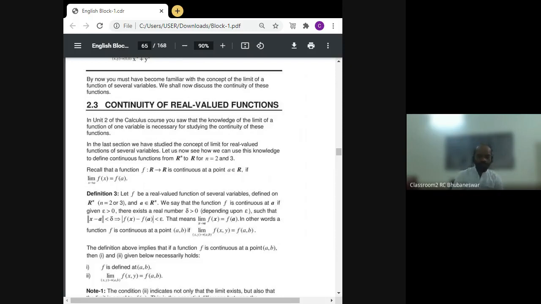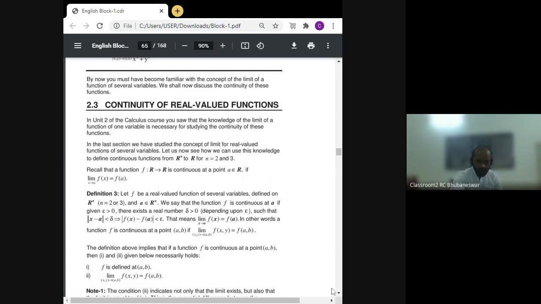The same idea is now extended to functions of two variables or three variables, that is, R square or R cube, and it is represented like that. In other words, a function f is continuous at a point (a, b) if the limit as (x, y) approaches (a, b) of f(x, y) equals f(a, b). That means the limiting value on the left hand side must be equal to the functional value at the point (a, b) on the right hand side. Then we can say that the function is continuous at the point (a, b).